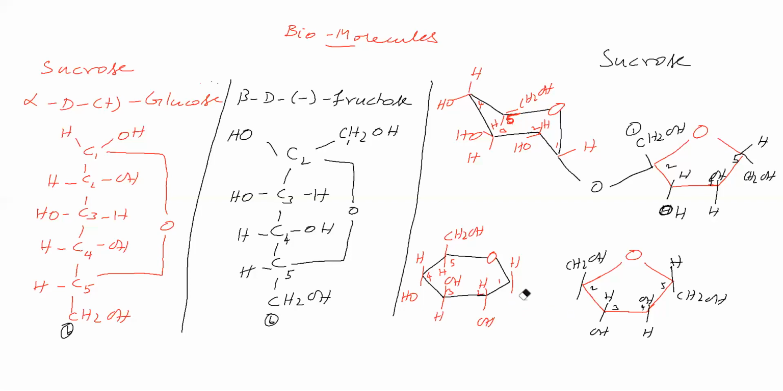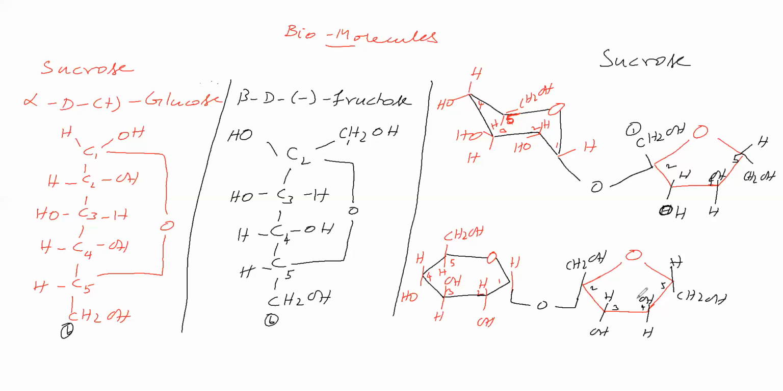Glycosidic linkage means between them water molecule is leaving, then what linkage we are getting, in the sense oxygen linkage, ether linkage we will get. This is what we can call sucrose. This is in pyranose form, this is in furanose form. Alpha D plus glucose in pyranose form, beta D minus fructose in furanose form. This is sucrose we can say.